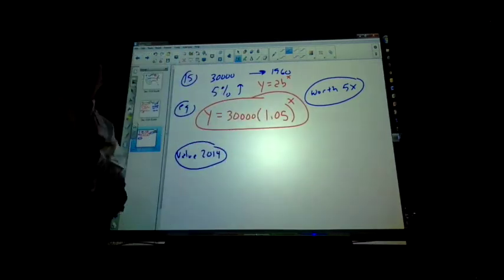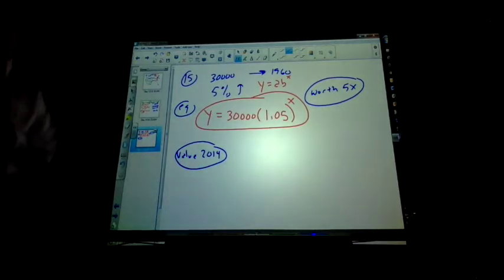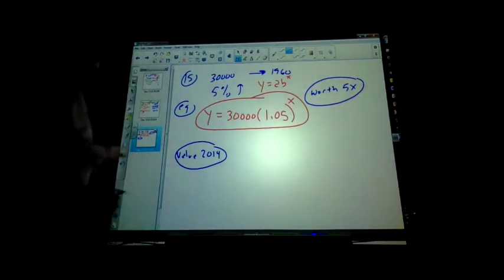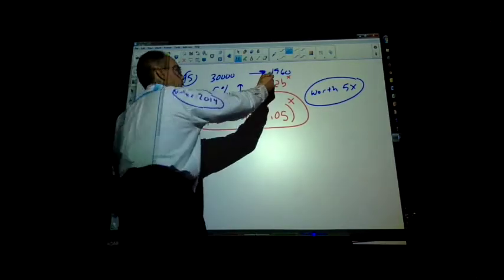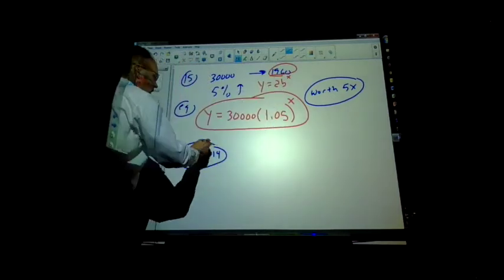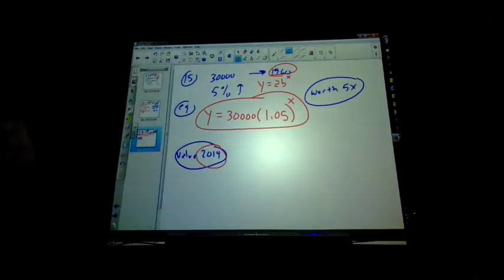So this is our equation for this graph. It's growing at 5%. 5% as a decimal is 0.05. If it's growth, you add 1 plus. If it was losing value, you would go 1 minus that. That's why it's growing. All right. I need your help. So x is time in years. We started in 1960. We want to know what the value is in 2014. How many years are we talking?